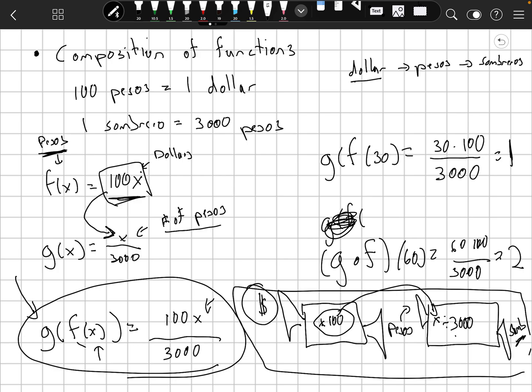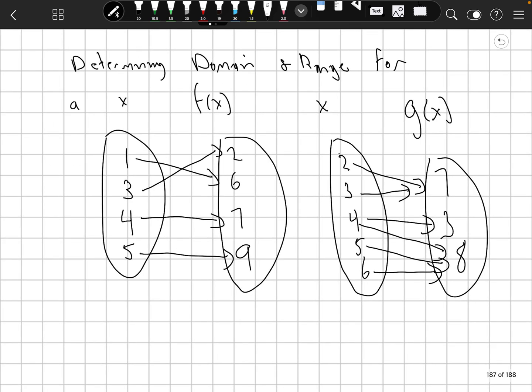So hopefully that helps a little bit. Let's talk a little bit more about two other things with composition of functions.